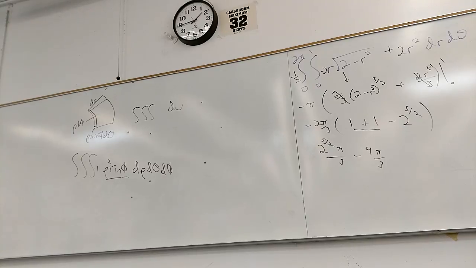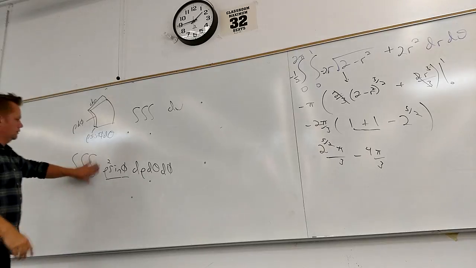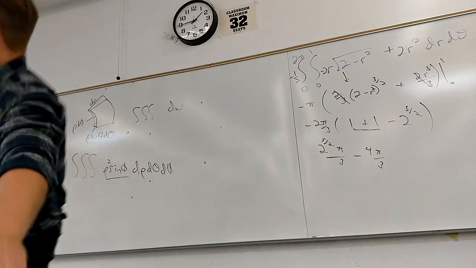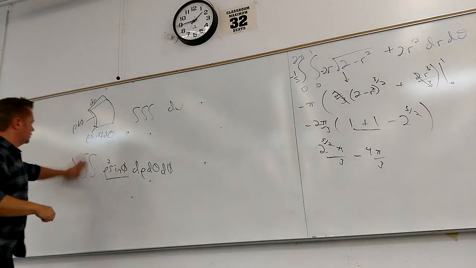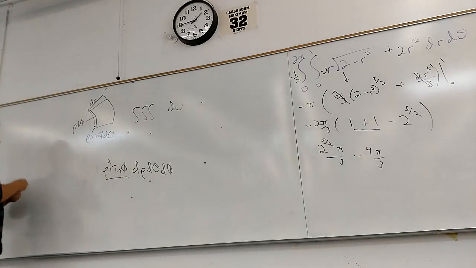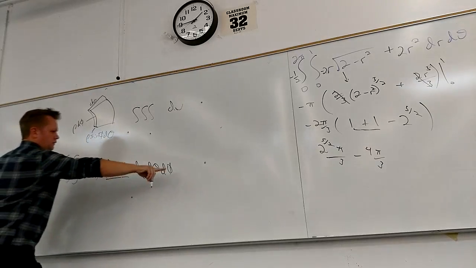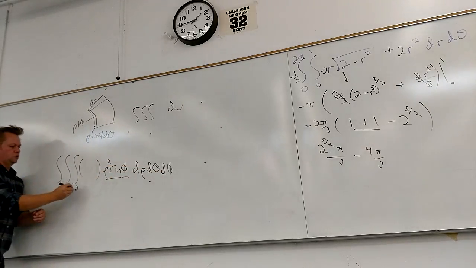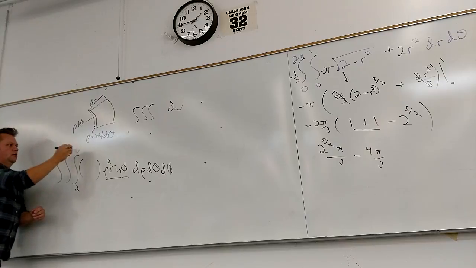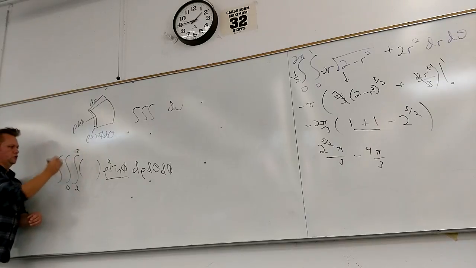Number 23. So when you set this up, now the inner one, what happens to the inner one? We just did that one. This is dV. So rho goes from 2 to 3. Theta goes from 0 to 2 pi. Phi goes from 0 to pi.